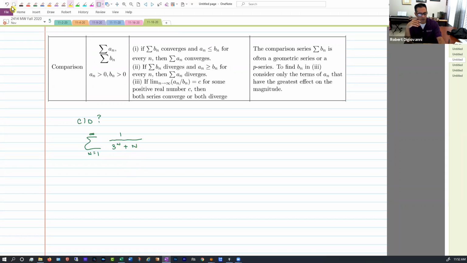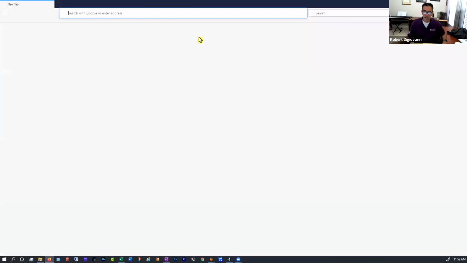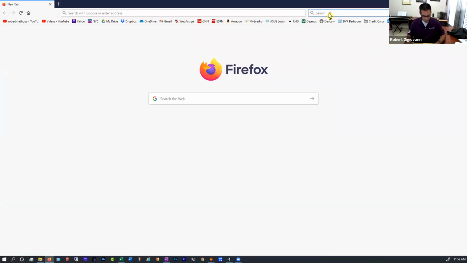Right. Well, it's not geometric. It's not harmonic. It's not linear over, I mean, sorry, constant over linear. It's not telescoping because we can't do partial fractions. Integral test. You want to integrate that? No, thank you. In fact, look, let's integrate this on Wolfram Alpha.